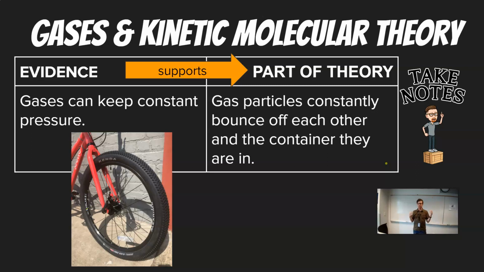tire well inflated. And you might be saying, well, eventually my tire goes flat and I have to pump it back up again. That's true. That's because there's not a completely perfect seal between the tire and the rim, which allows some of the air to eventually escape. So it's not about the gas, it's about the container, and the container isn't perfect. But because we see this constant pressure, we see that gas particles are bouncing off of each other and off of the container they are in, and that's constantly happening.